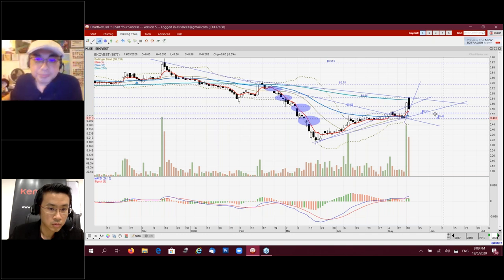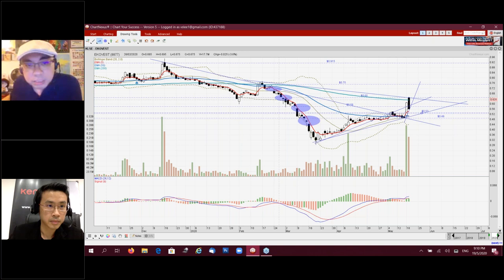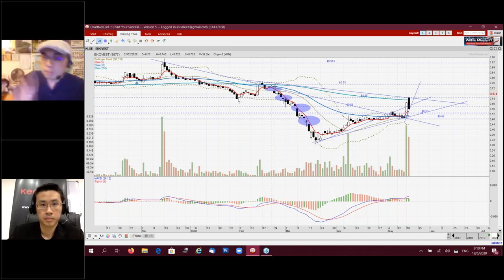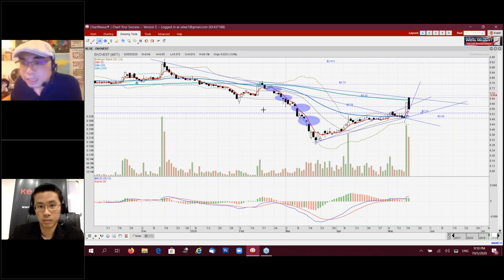Why? Because first, it probably can come back to this level at 65 cents. Second, there is a great possibility that it will come back here. Great possibility, but not definite, as long as it doesn't break this line.